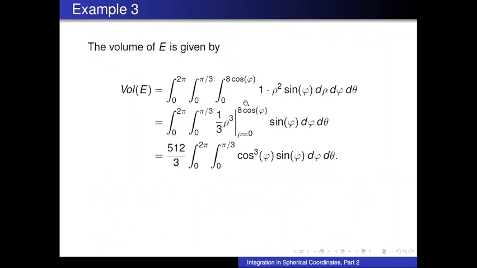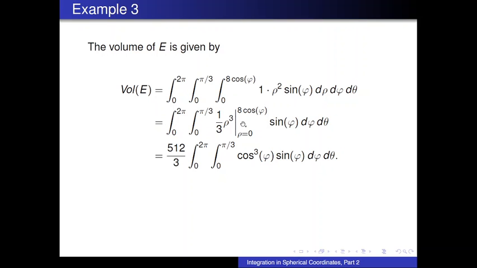So that's the integral that we'll do first then, that rho integral, since one of its bounds is actually a function. And so the volume of E is given by the integral from 0 to 2 pi of the integral from 0 to pi over 3 of the integral from 0 to 8 cosine phi of the function 1, which is what we integrate to get volume, times that spherical Jacobian determinant, rho squared sine of phi. We'll do the rho integral first, the phi integral second, and the theta integral last. So let's see what we get.